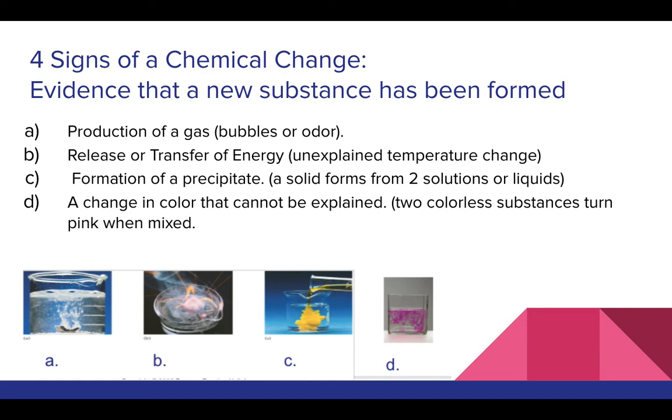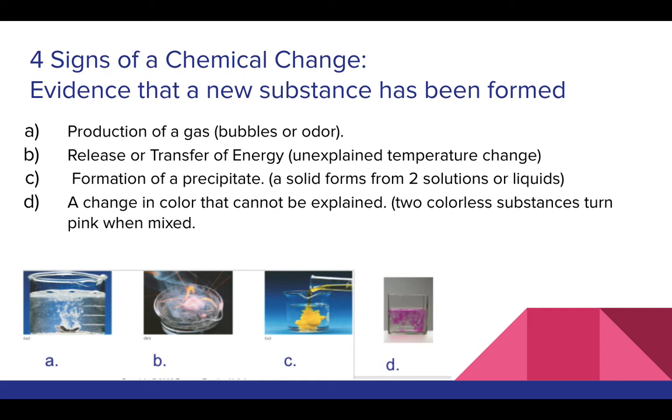So the first thing would be the production of a gas. If you have something and there is no gas before, and then you combine it and you produce a gas, then that's generally a sign of a chemical change. Now, this does not include boiling, but any other time you see a gas forming by seeing bubbles that weren't there before or an odor, that would be a sign of a new substance forming and a chemical change.